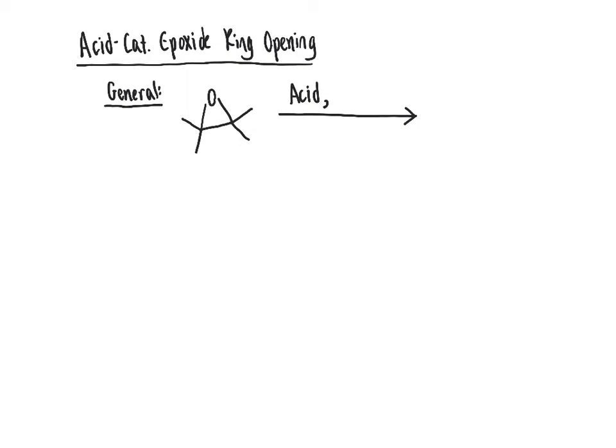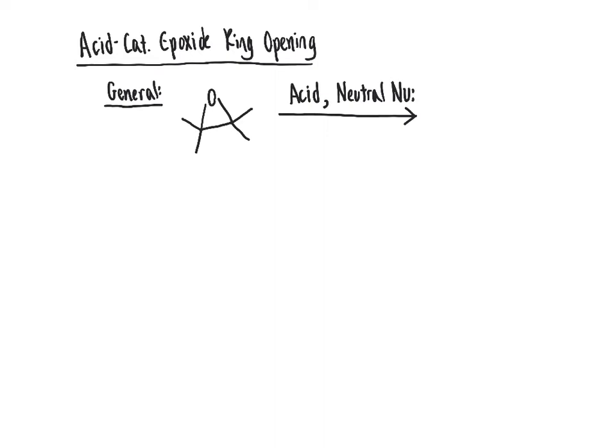And additionally, in that reaction mixture would be a nucleophile. And this is generally a neutral nucleophile. So it's not going to be an anionic nucleophile because the anionic nucleophile would quickly react with the acid and be no more. So it's going to be a neutral nucleophile reacting in the presence of acid with our epoxide.